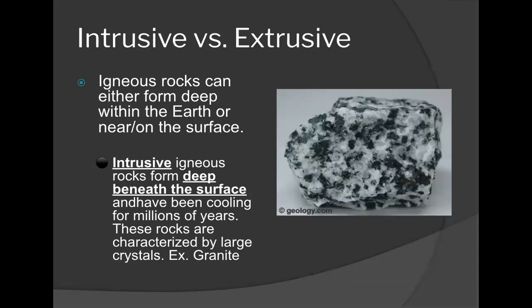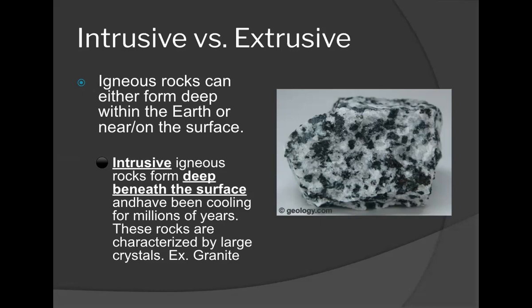So the types are intrusive and extrusive. So when you hear the word in, you're going inside. Extrusive, out, okay? So igneous rocks can either form deep within the earth or near or on the surface. Okay, so intrusive igneous rocks form deep beneath the surface. So think inside, intrusive inside. And they have been cooling for millions of years. So these rocks are characterized by large crystals, and a great example of an intrusive igneous rock is granite.